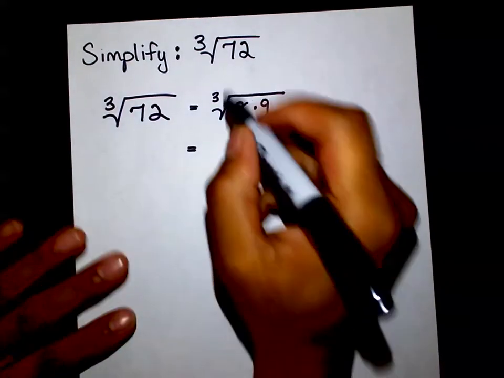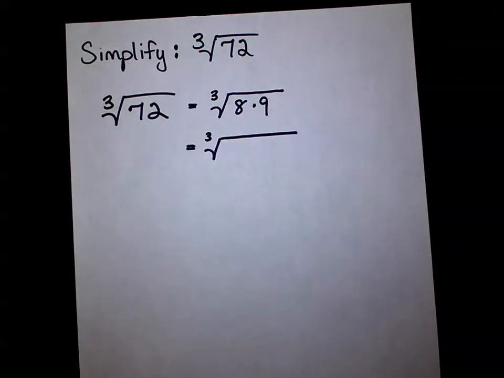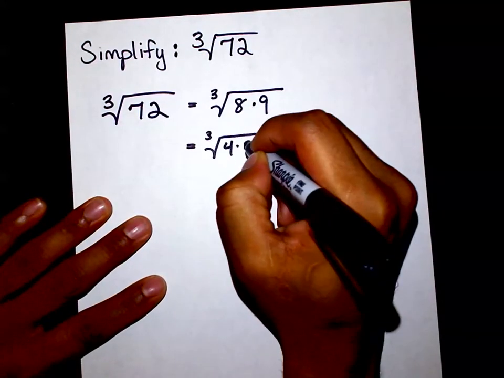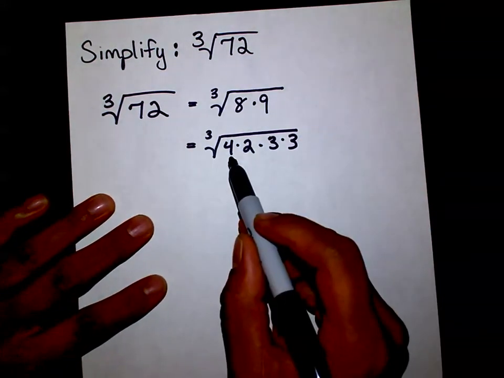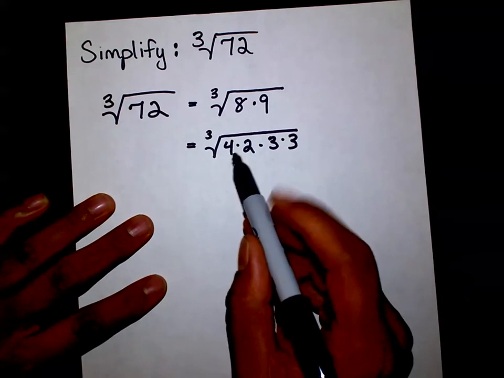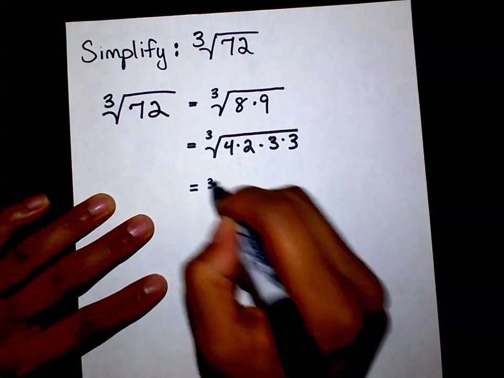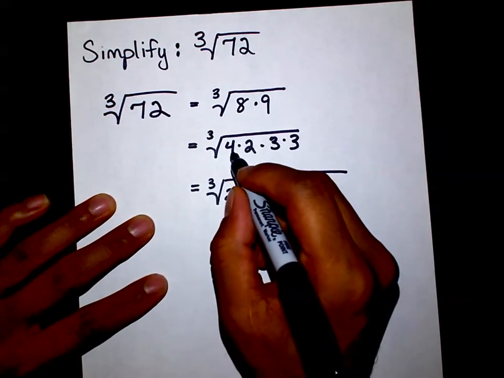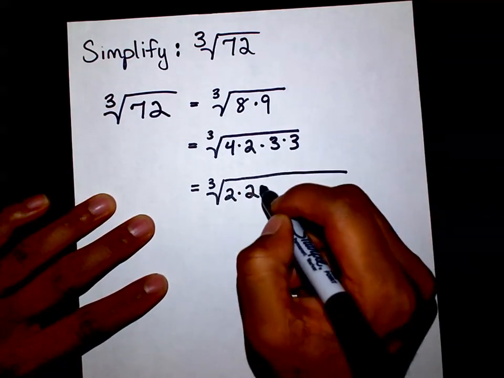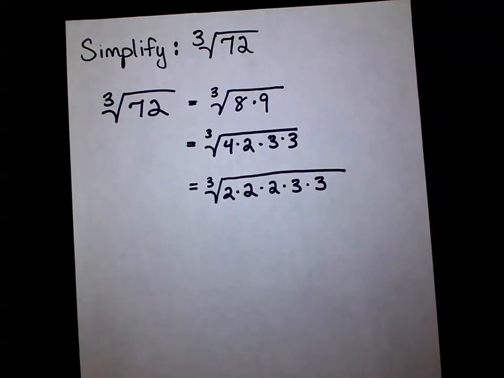We're gonna break the 8 and the 9 down. That's gonna give us 4 times 2 and 3 times 3. I can still break this 4 down into 2 2's, and I'm gonna keep everything else the same, so I'm gonna go ahead and do that. 2 times 2 gives me that 4. Now I'm going to rewrite all of that. Alright, so I'll factor completely.